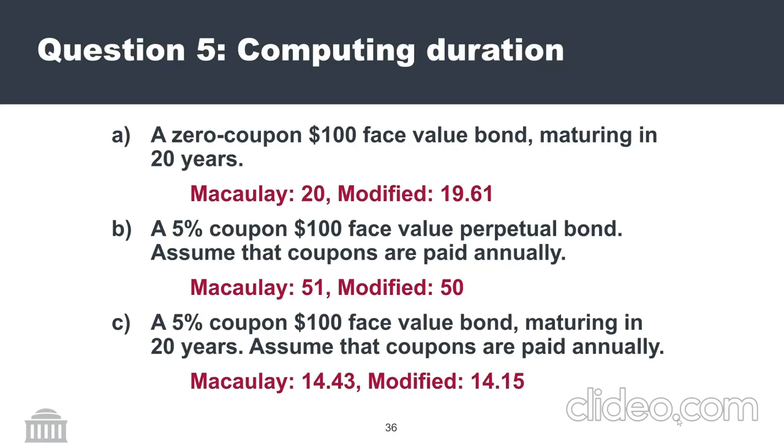Now, if we compare B and C, both of these bonds pay the same coupon, but the bond in C has 20 years to maturity, and the bond in B is a perpetual bond. And so here, of course, you see that the longer the maturity of the bond, the higher is the Macaulay duration. So in this particular case, the Macaulay duration is 51, which is much higher than the Macaulay duration for a 5% coupon bond that matures in just 20 years. Generally speaking, if we're comparing two bonds, both of which have the same yield to maturity and the same coupon rate, the bond that matures later will have higher duration.